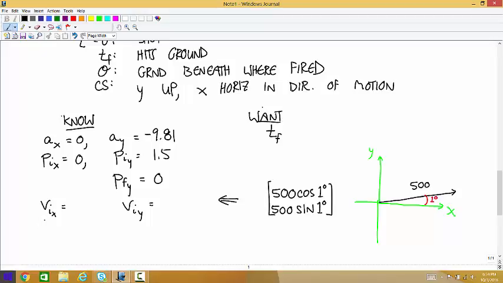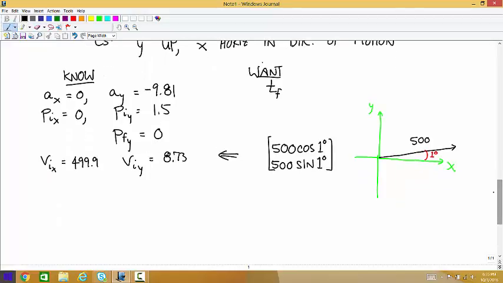So what do you get for VIX? 499.9. So, okay, that's very close to 500. Basically, all of that speed of 500 is acting horizontally. And then what do you get for the y component? 8.73. And then do we know anything about the final velocity? No.